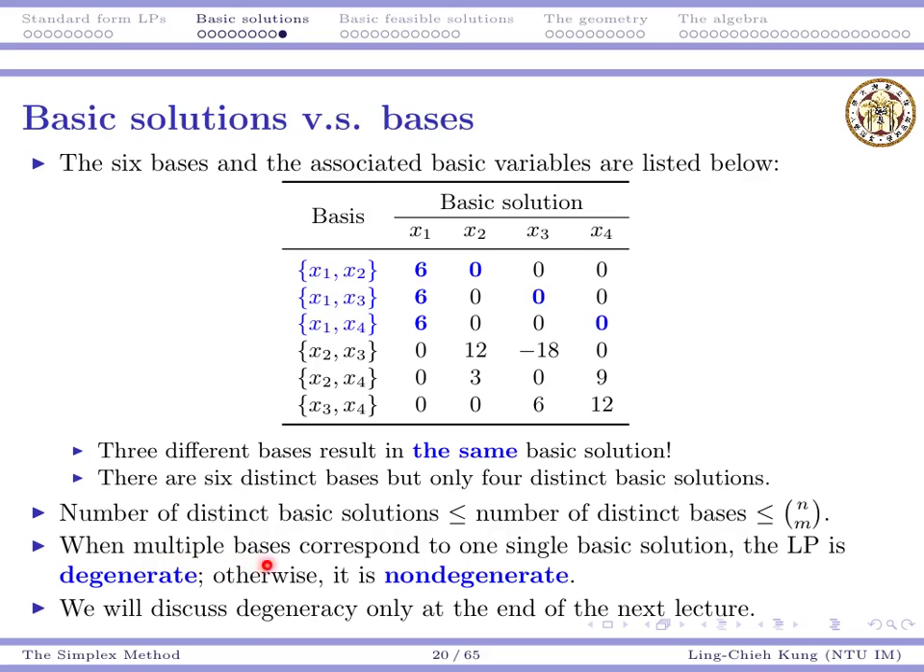So, when multiple bases correspond to one single basic solution, we say the LP is degenerate. Okay, for example, this is a degenerate case because multiple bases correspond to one single basic solution. For the first example, it's non-degenerate because basis and the basic solutions have a one-to-one correspondence. So we will discuss degeneracy at the end of the next lecture, okay, because that's going to create some issues. At this moment, let's assume all the LPs are non-degenerate. Okay, thank you.